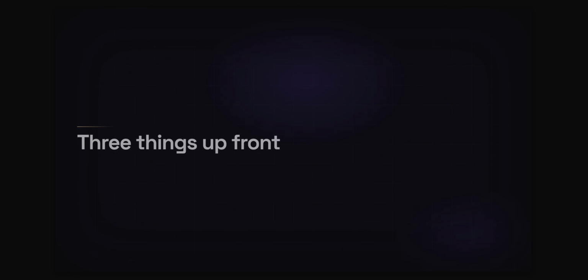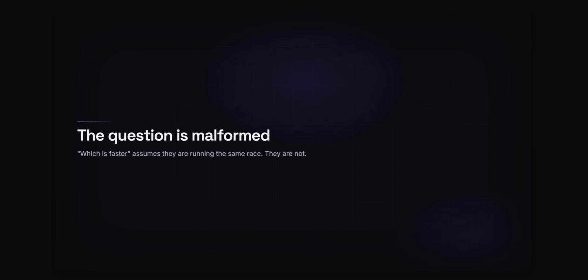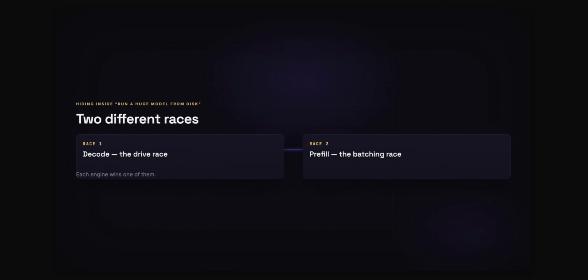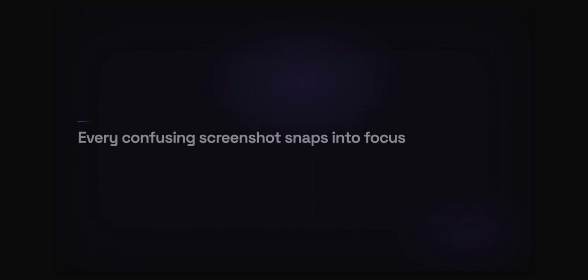And I want to tell you 3 things up front. First, the question is malformed. Which is faster assumes they're running the same race. They are not. There are 2 different races hiding inside run a huge model from disk. And this is the part almost nobody in the argument has noticed. Each engine wins one of them.